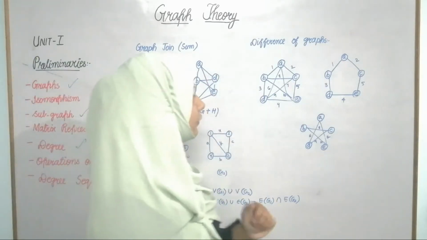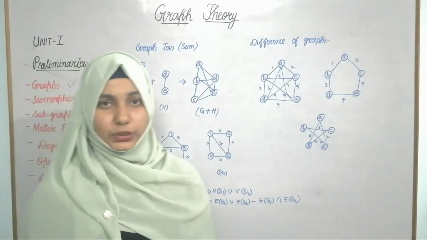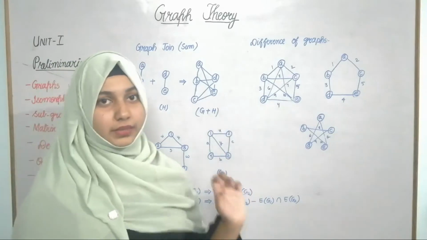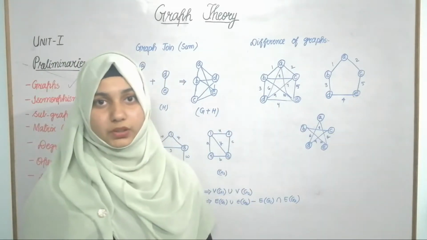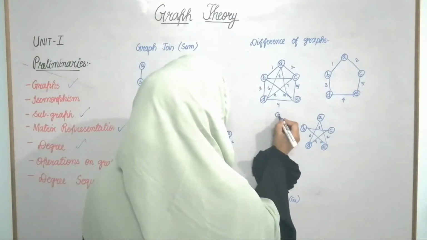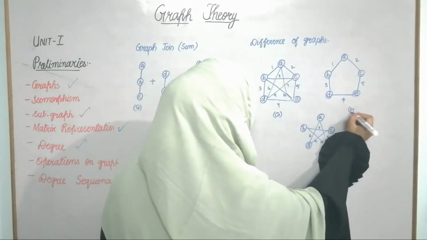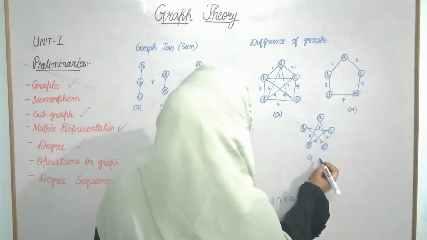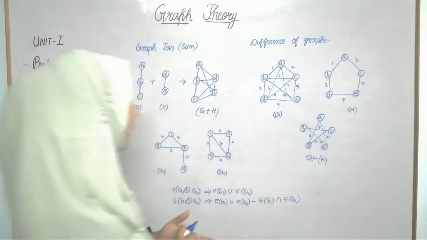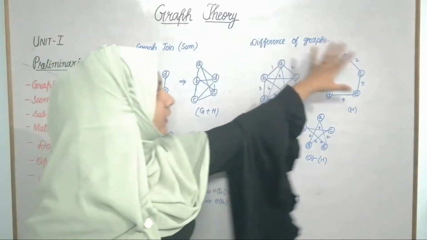Now difference of the graph. Difference मतलब क्या, we know this, जो आपके पास common नहीं है, we are going to write them. Difference means which are not common in both, that we are going to write. Suppose this is one graph G and this is one graph H. So G minus H is this. Suppose this is your graph given and this is your another graph.